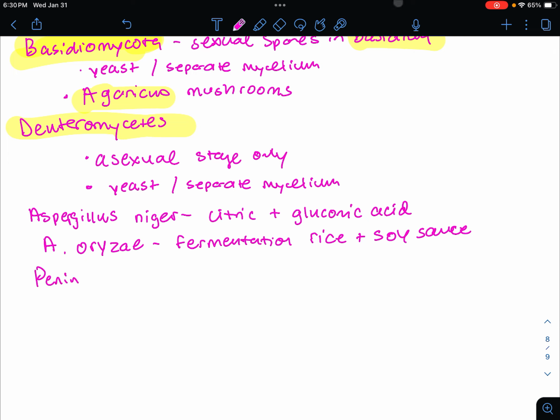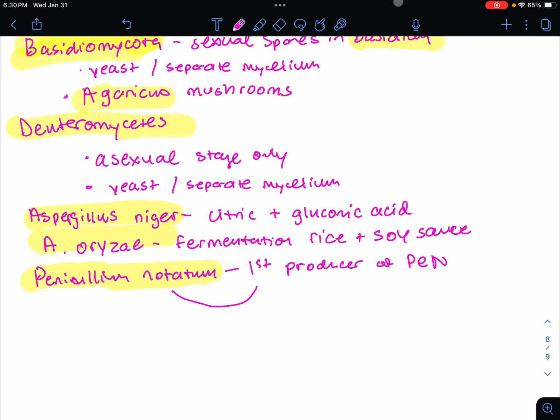And then you also have Penicillium notatum. This is the first producer of penicillin. And remember, the penicillin producer is a different strain, but the first time it was found, it was this Penicillium notatum. Let me look quickly. Yeah, now they use Penicillium chrysogenum. So the first time was notatum, but now they use chrysogenum, I think.